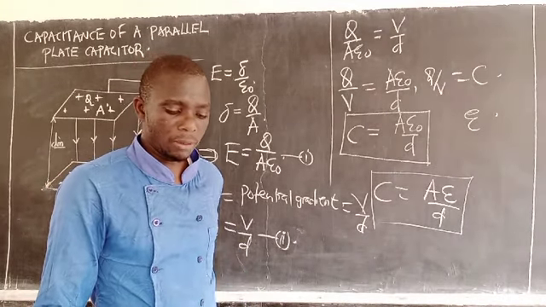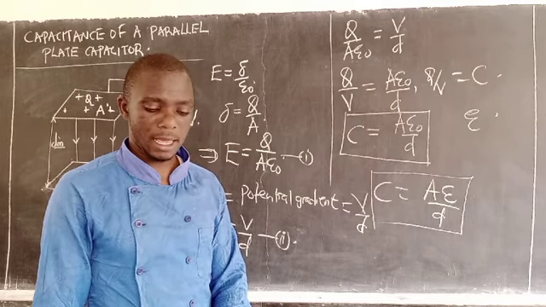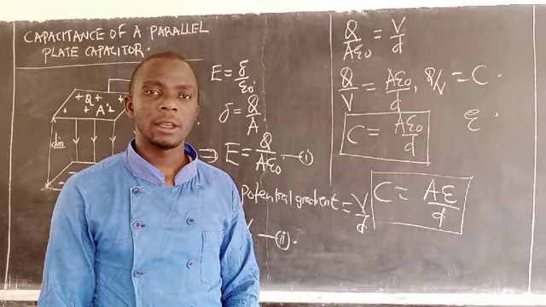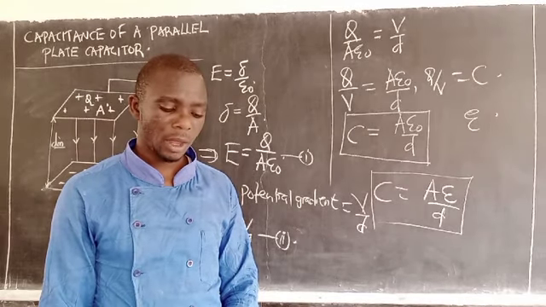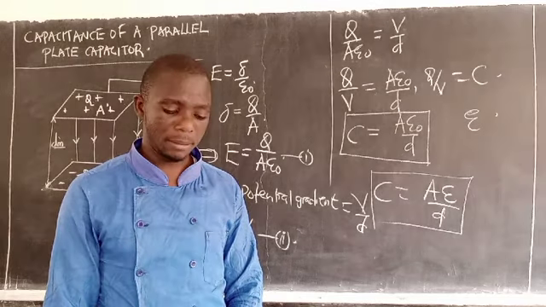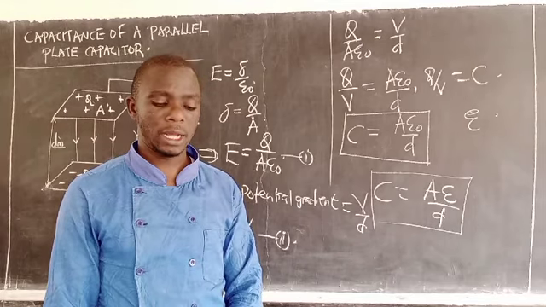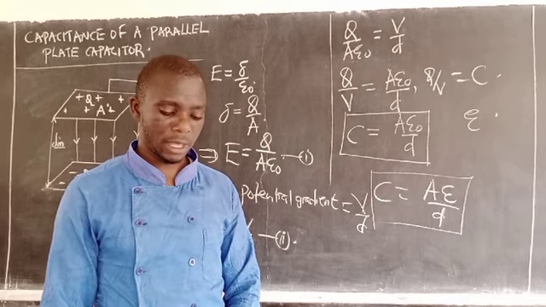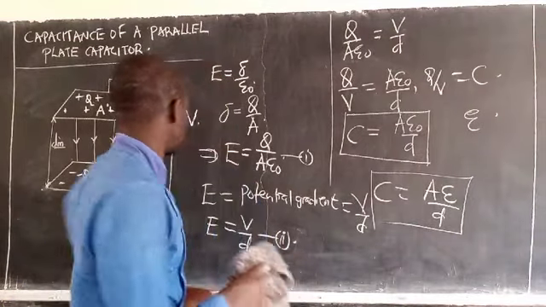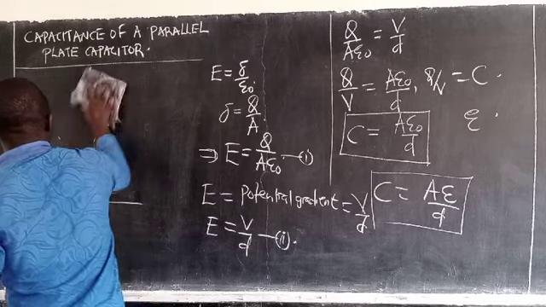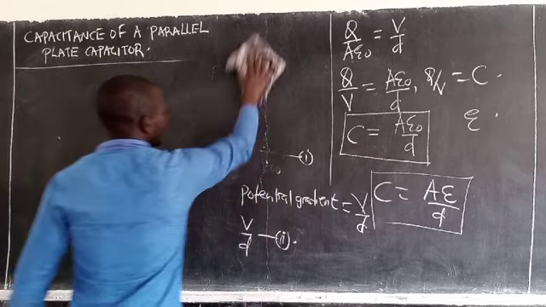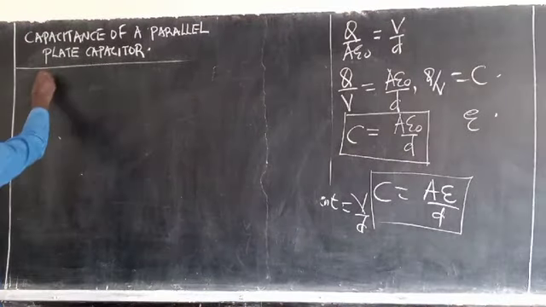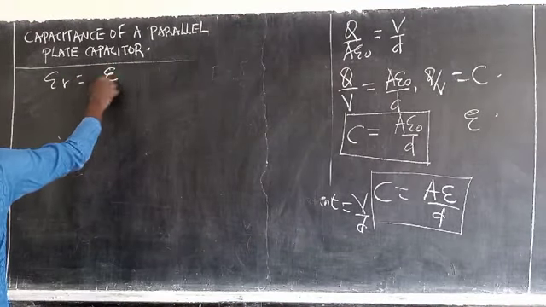Relative permittivity of a medium (dielectric) between the capacitor plates, epsilon R, equals the permittivity of the medium when the dielectric is between the capacitor plates, divided by the permittivity of free space, when air or vacuum is between the capacitor plates. Therefore, epsilon R equals epsilon over epsilon naught.